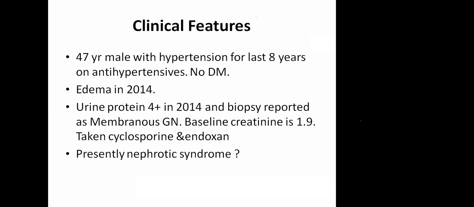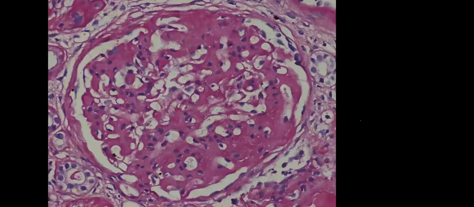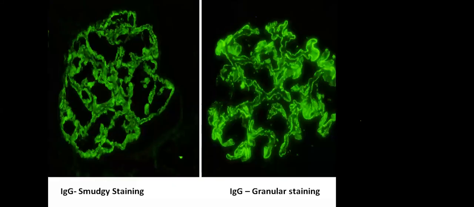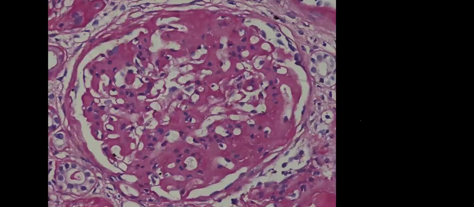A 47-year-old male with hypertension for the last 8 years on antihypertensives, no diabetes, edema in 2014, urine protein in 2014 was 4+, and biopsy reported as membranous. Baseline creatinine was 1.9, he had taken cyclosporin and steroids, and presently he is again in a nephrotic state. So morphologically, this case was not looking like membranous because it showed mesangial expansion.